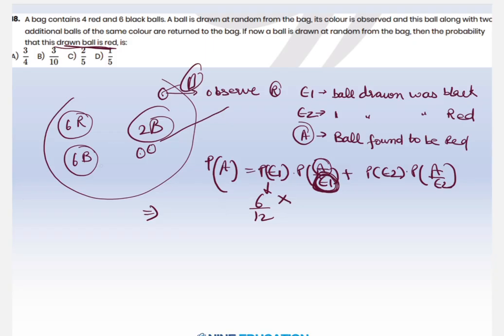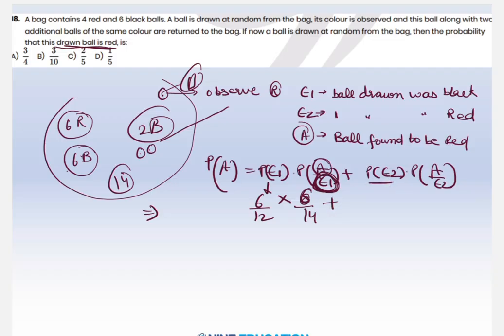So now how many balls will be there? Now 14 balls are there, with the 2 extra balls you put. And how many are black now? 8. So 8 are black. And what we need to find? We need to find red. So this will be 6 by 14.